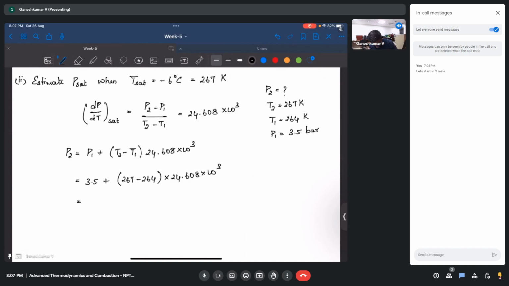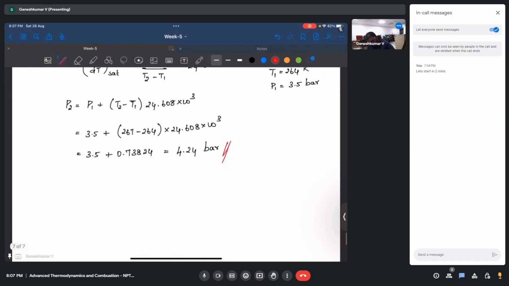I'm getting something around 3.5 plus 0.7384, so this is going to be around 4.24 bar. So at a saturation temperature of 267 Kelvin, we have a pressure increase to 4.24 bar. Okay, so as temperature increases, pressure also increases.